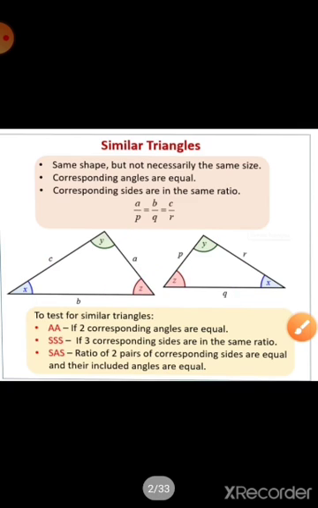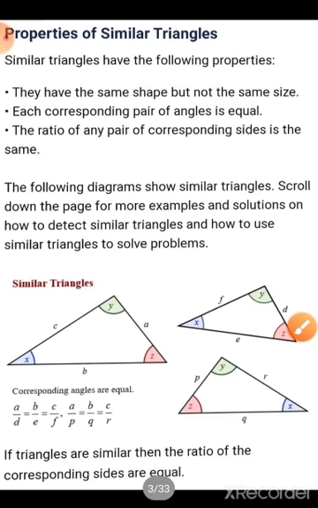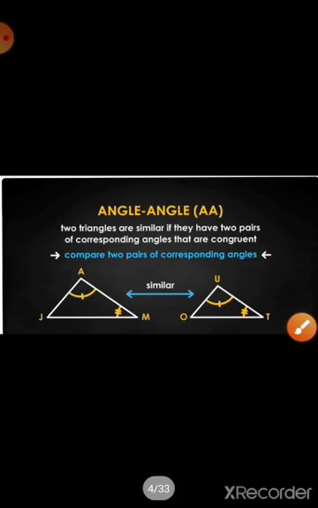We can check the similarity of triangles by three types of similarities: angle similarity, side similarity, and side angle side similarity. The properties are the same here. The ratios of corresponding sides should be equal and the corresponding angles are equal, and these are the examples for the similar triangles. If triangles are similar, then the ratios of the corresponding sides are equal to each other.